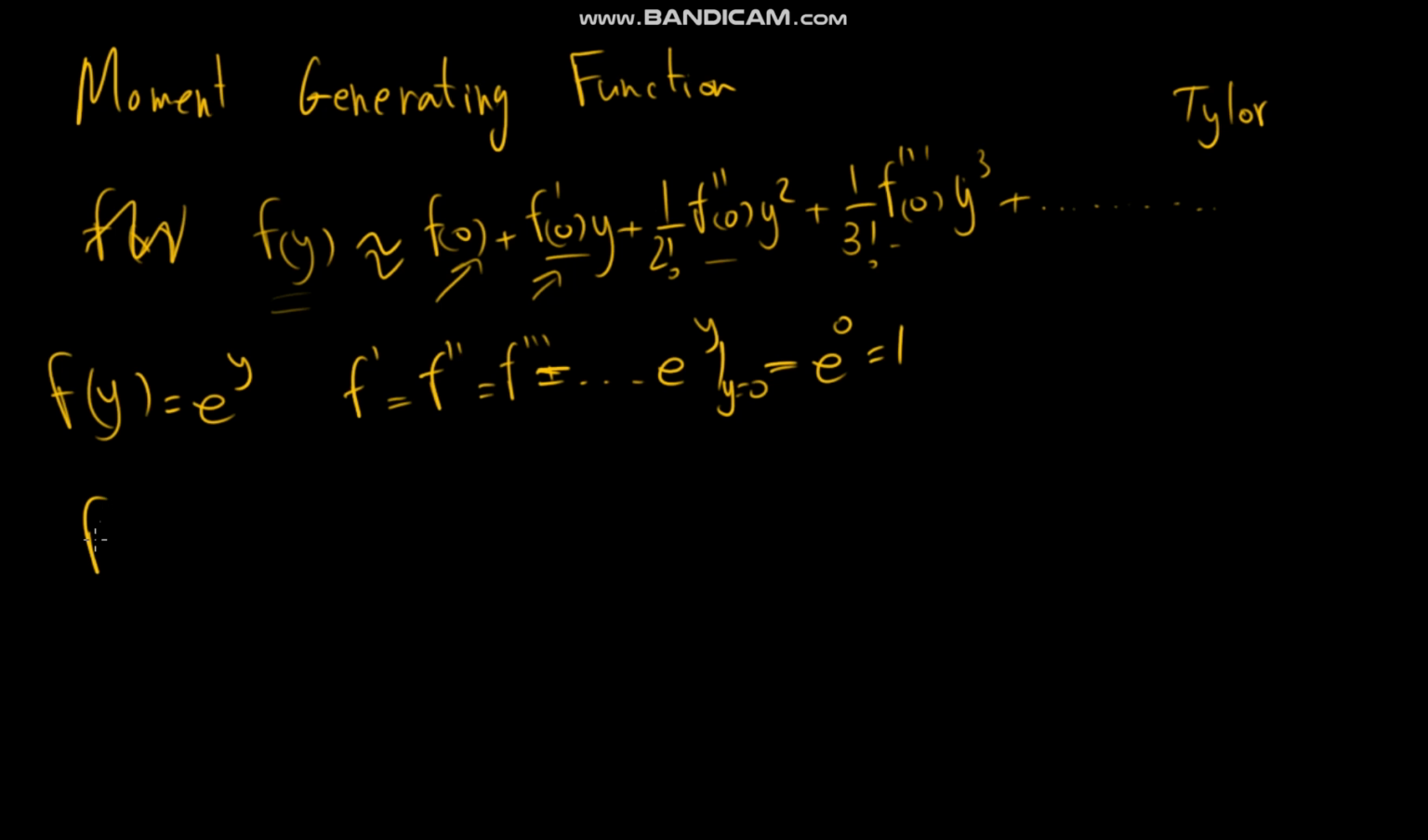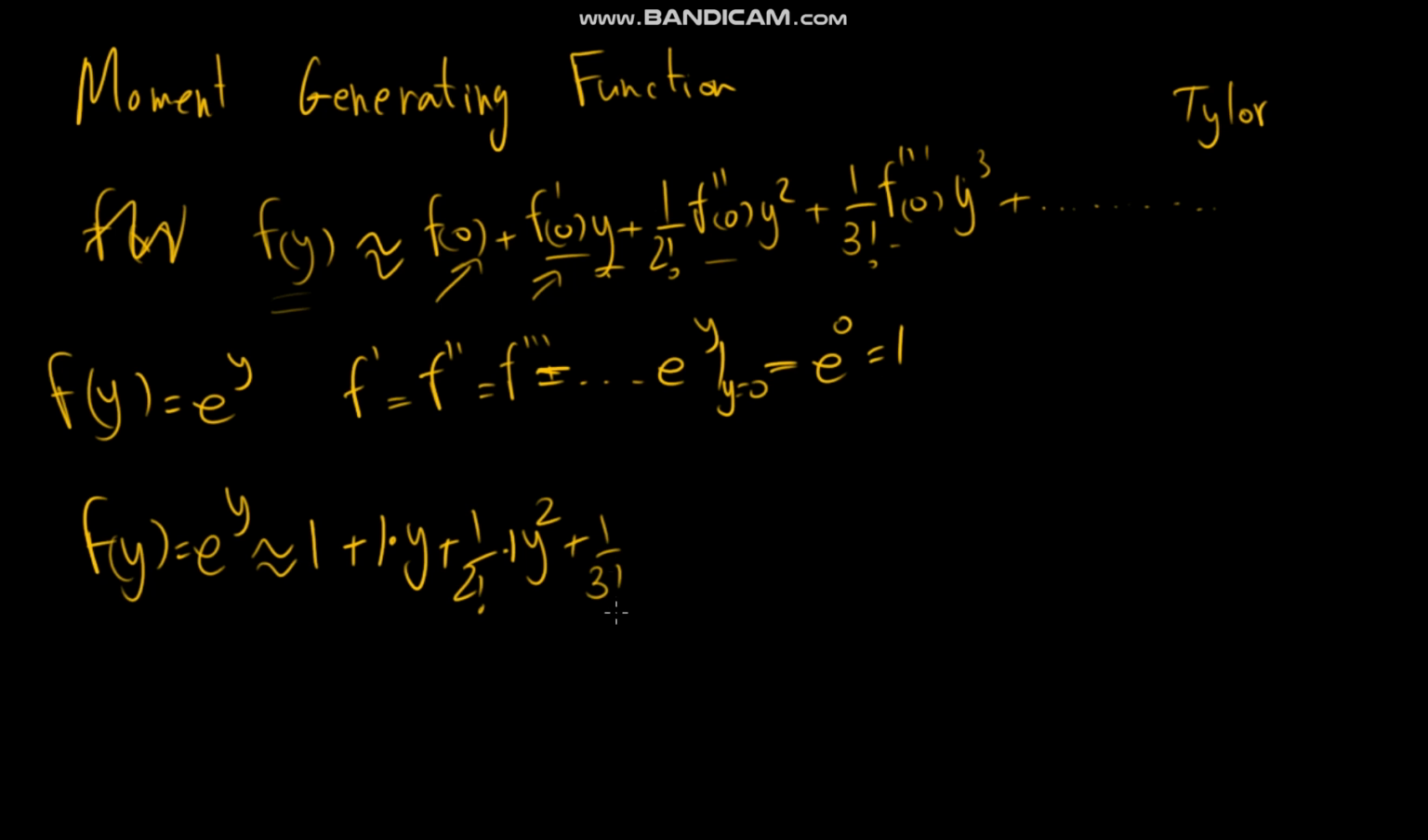So now let's see what happens to the function f of y, which is e to the y, when we apply Taylor to it. f of 0 is e to the 0, which is 1, plus the first derivative at 0, which is also 1, times y, plus 1 over 2 factorial times the second derivative at 0, which is 1, times y squared, plus 1 over 3 factorial times the third derivative at 0, which is also 1, times y to the third, plus many other terms.